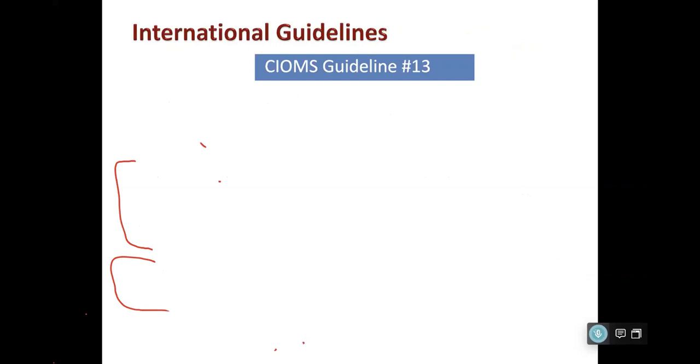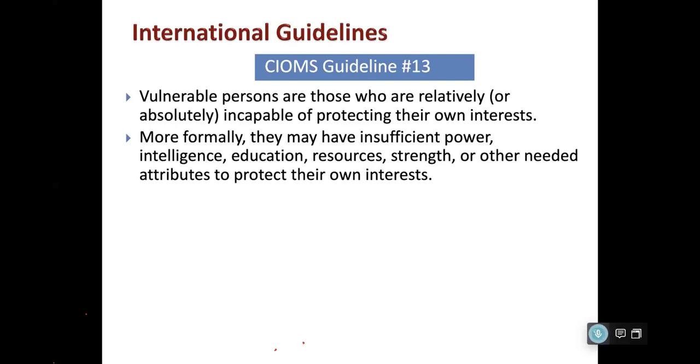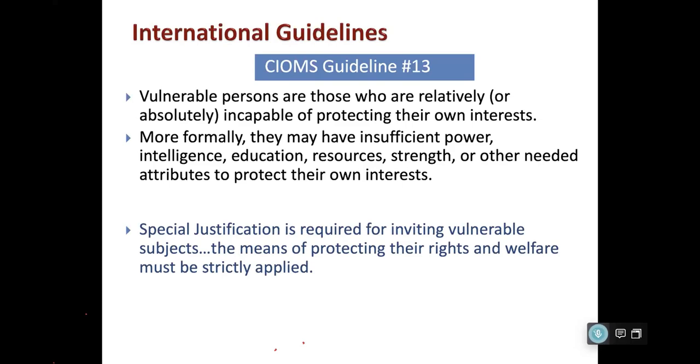Now the CIOMS guidelines, which by the way is an important guideline, just like Helsinki, from the Council of the International Organization of Medical Sciences. They define vulnerable persons as those who are relatively or absolutely incapable of protecting their own interests. They may have insufficient power, intelligence, education, resources, strength, or other needed attributes to protect their own interests. Hence, if we want to enroll these people, we need special justifications and also the means of protecting their rights and welfare.